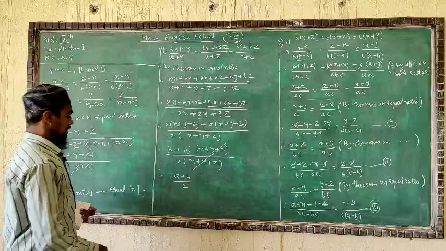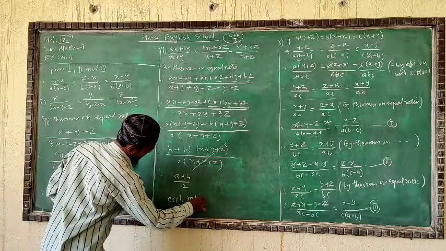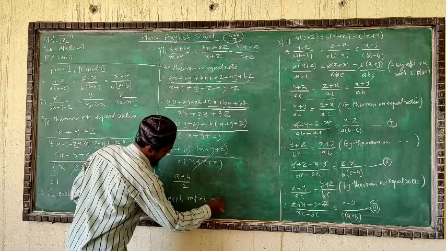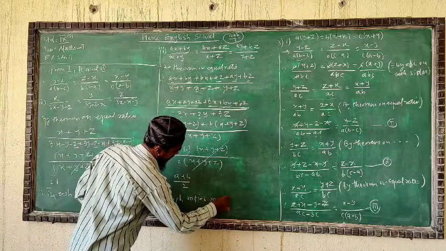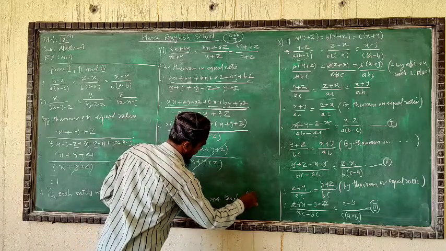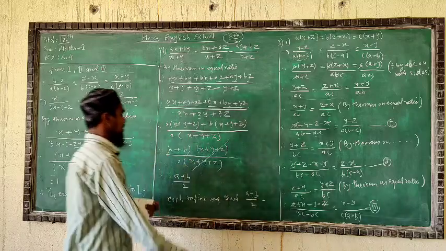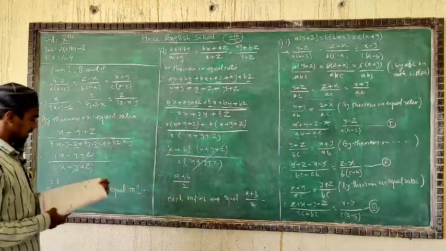Therefore, each of the given ratios in the question is equal to a plus b upon 2. It is your answer. Everyone got this one, I think.